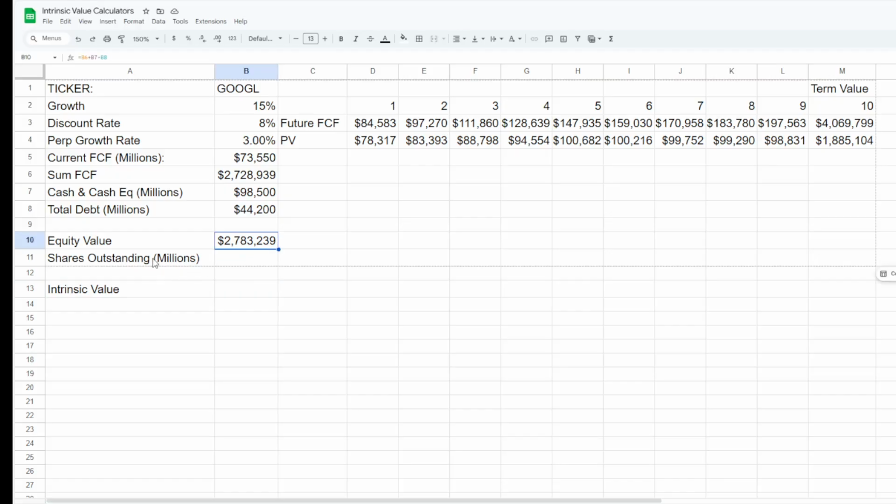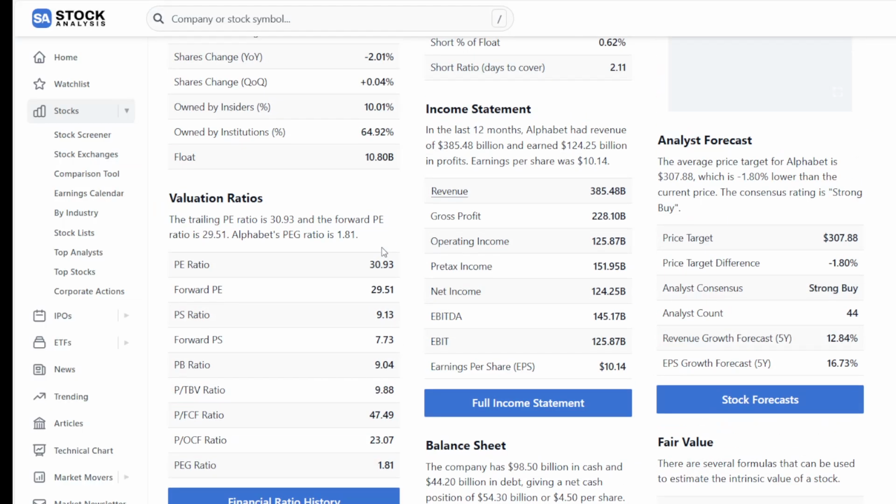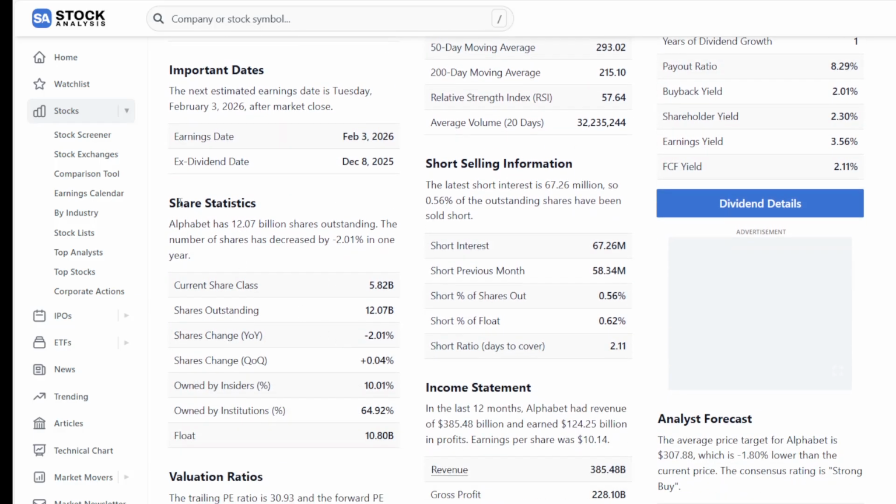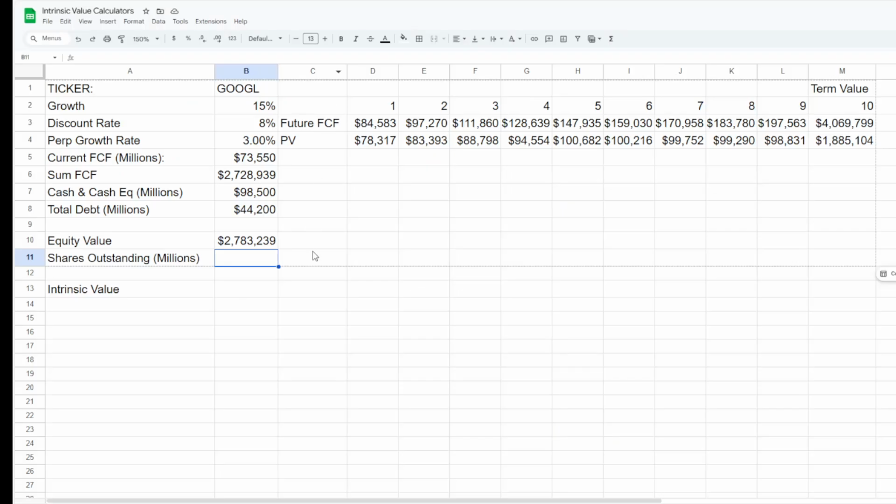So we need to divide that by how many shares outstanding there are. How many shares of Google are there out there in the market? That's also something that we can find on our stats page of stockanalysis.com. If we come here to share statistics, we see that there are 12.07 billion shares of Google out there. That's a lot. Okay. So if you own 1 or 2 or 5 shares of Google, fantastic. You barely own anything because there are over 12 billion shares of Google out there on the market.